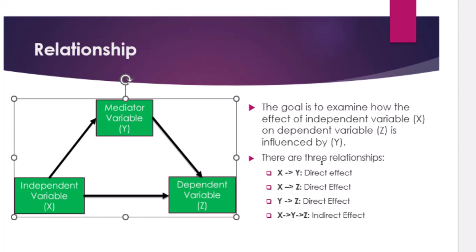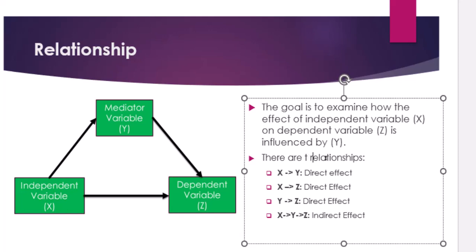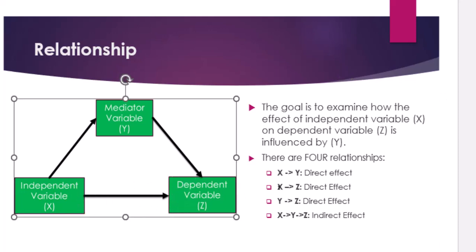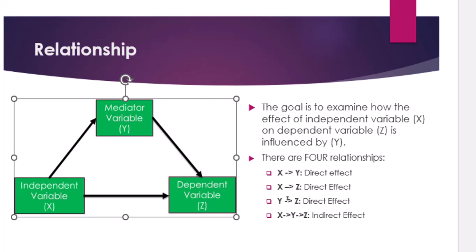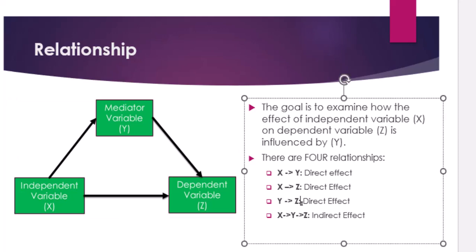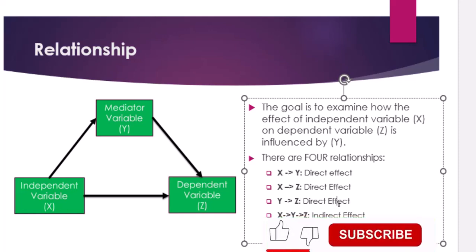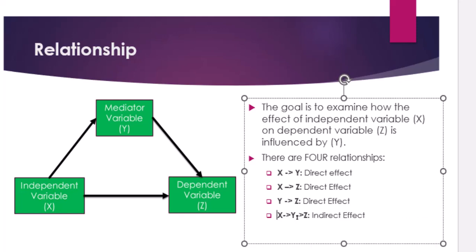Actually there are four relationships. The relationship from x to y is a direct effect. Then from x to z is also a direct effect. Then from y, the mediating variable, to z, the dependent variable, is also a direct effect because we have a single arrow. Then we have from x to y to z. We move from the independent variable through the mediating variable, and then we reach the dependent variable. That path.